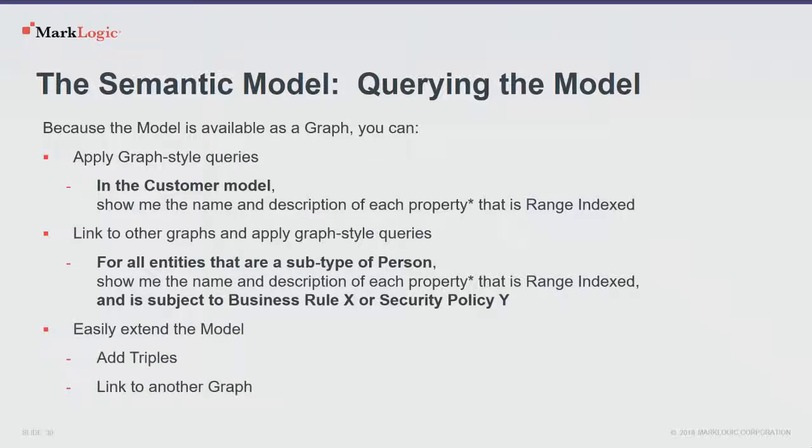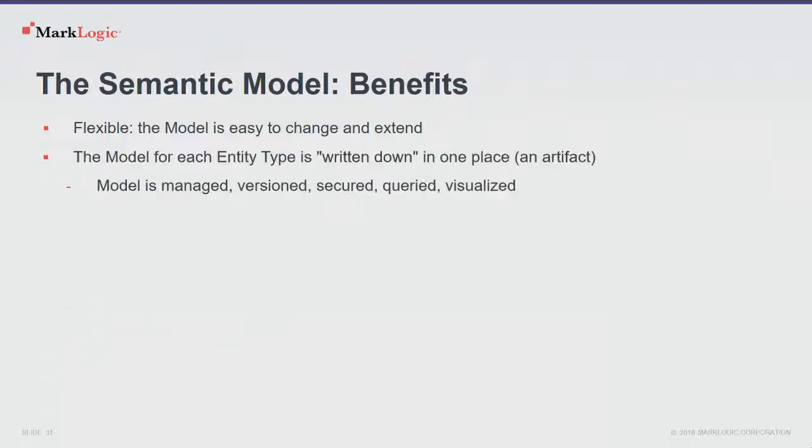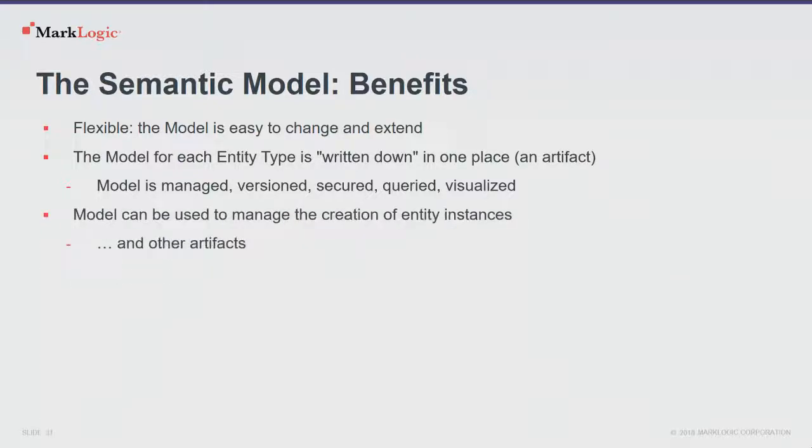And you can easily extend that model just by adding triples and linking to other graphs. The benefits, again, of having the model available as a graph: it's very flexible, easy to change and extend. It's written down in a single place. It's centrally managed, versioned, secured, queried. And we can create entity instances and other artifacts, and it can be used to create services. So when I'm doing that API first thing, when I'm creating my next API, the first thing I'm going to want to do is look at the model.